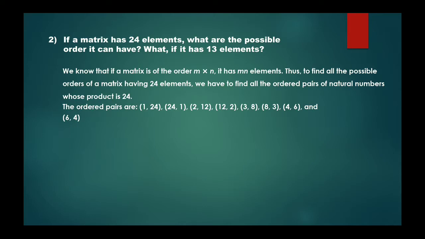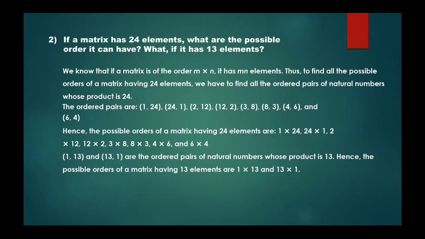So we're finding the ordered pairs, correct? Hence the possible orders of a matrix having 24 elements are 1 cross 24, 24 cross 1, 2 into 12, 12 into 2, 3 into 8, 8 into 3, 4 into 6 and 6 into 4. Thus 1, 13 and 13, 1 are the ordered pairs of natural numbers whose product is 13. Hence the possible orders of a matrix having 13 elements are 1 into 13 and 13 cross 1.